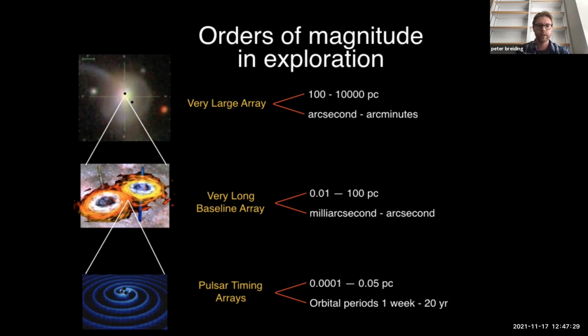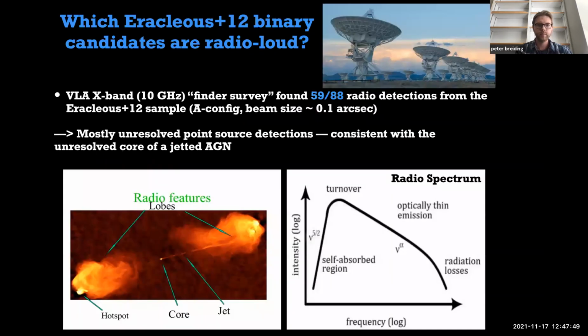The Very Large Array probes angular scales from arcseconds to arcminutes, or physical scales of 100 to tens of thousands of parsecs. The Very Long Baseline Array, which is an array of 10 radio dishes across the continental US, probes milliarcsecond to arcsecond scales, so sub-parsec up to hundreds of parsec scales. So we had a Very Large Array finder survey, and it essentially defined which of these binary supermassive black hole candidates were radio loud, radio emitting, and were good sources to follow with Very Long Baseline Array observations.